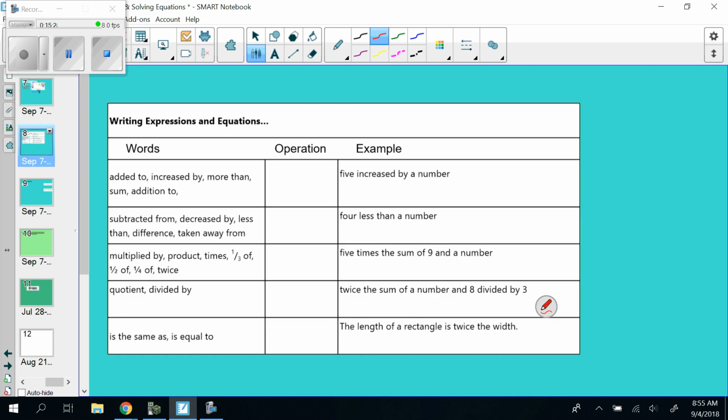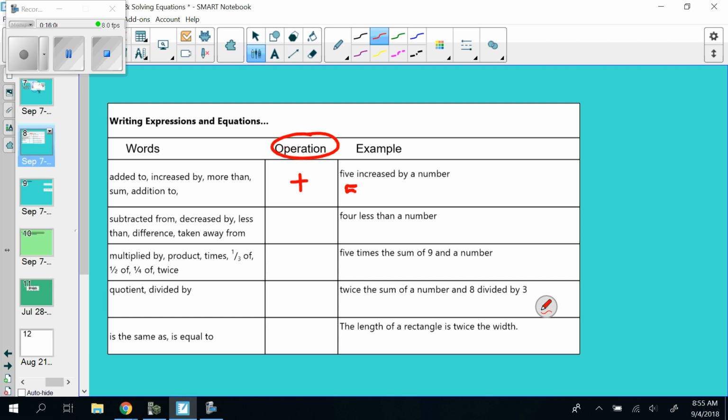All right, some other terms you should know when working order of operations or these word problems are some of the key words to indicate the operations. Operations are the main things that you're doing within the expression or equation. So words like add to, increase by, more than, sum, addition to are all talking about adding or putting the numbers together. So an example would be like 5 increased by a number.